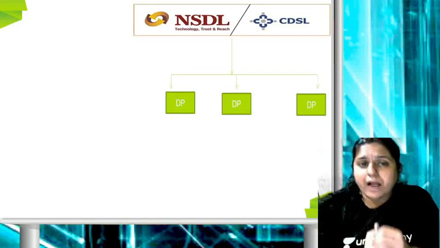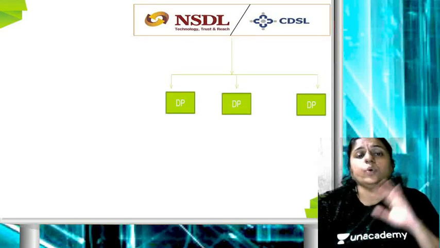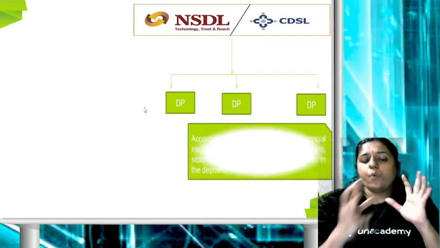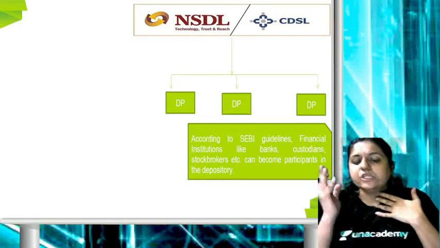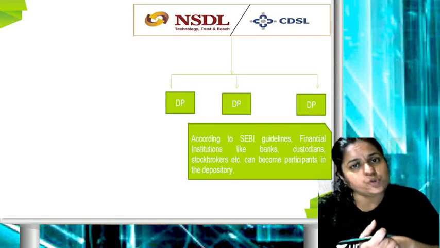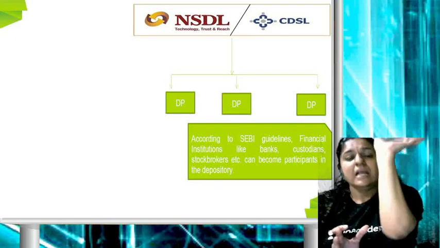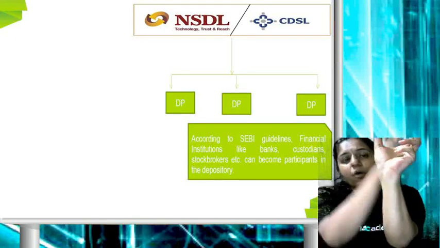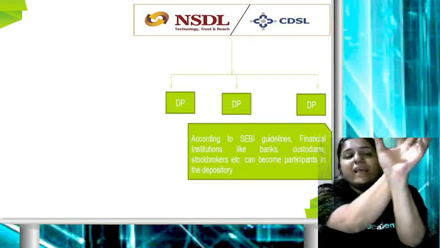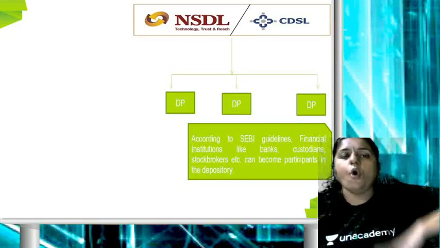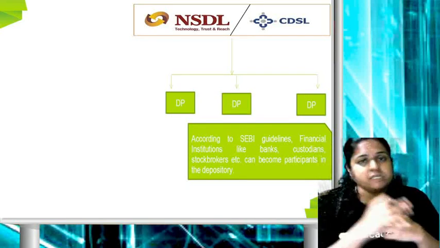So if you want to open a demat account, you will never go to NSDL or CDSL, that is the depository. You will simply go to a depository participant. Now see what I have written. According to SEBI guidelines, financial institutions like banks, custodians and stockbrokers can become participants in the depository, meaning they can act as a depository participant. Now you understood that the head office of a bank is the depository, and the branches are the depository participants. So the depository is a principal, whereas depository participants are the agents of the depository. If an investor wants to open a demat account, they need to go to a depository participant.